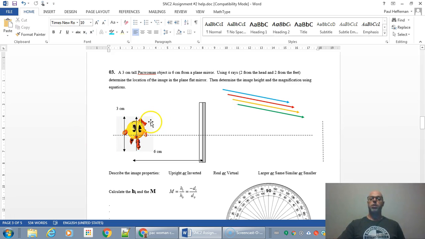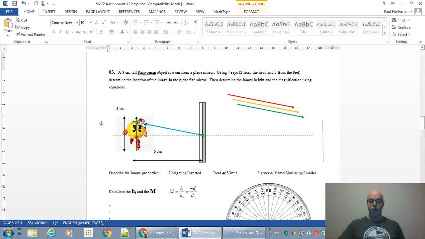How do we do that with ray diagrams? So we need 4 rays, 2 from the head and 2 from the bottom. So first thing I'm going to do is draw a ray from the top of the head towards the mirror like this.